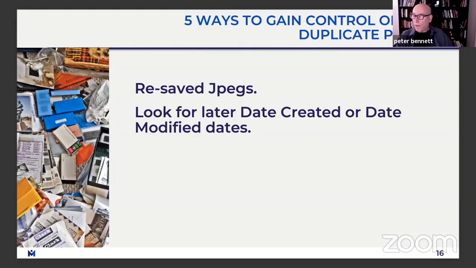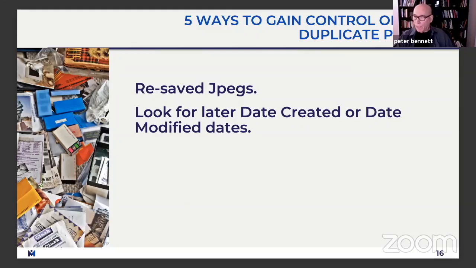The way to identify a resaved or exported JPEG, if you're comparing it to, say, the original, is that it usually has a date created or a date modified later than the original JPEG file. I'm going to go over where to find this information in a minute.